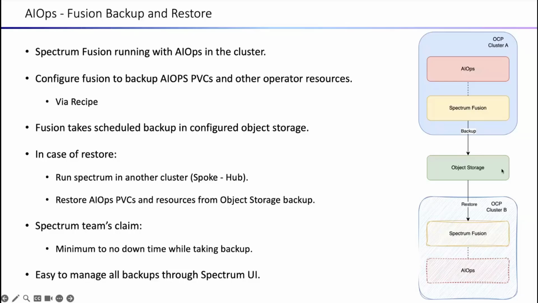Once that configuration is done, based on the policy of Fusion, it starts taking backups on the object storage. And when we want to restore, we do it on cluster B, where we run Fusion in hub mode. There is a hub and spoke architecture of Fusion, which I'll discuss in the next slide. And using the UI, we can restore AIOps onto cluster B.